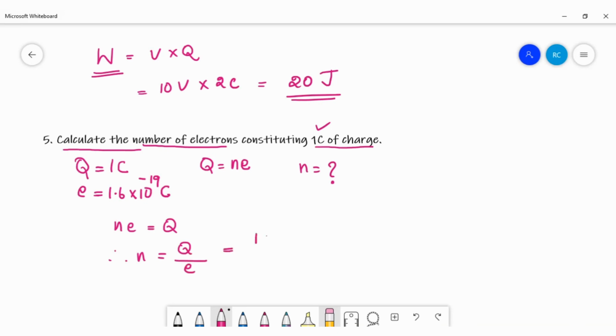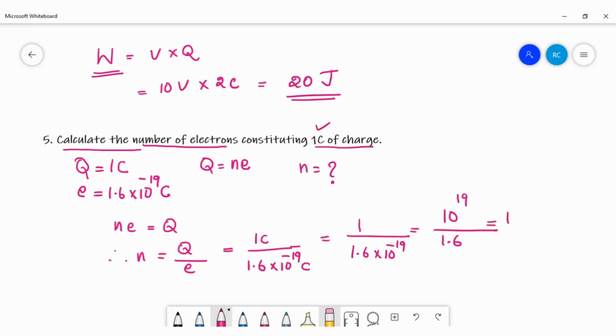Q is equal to 1 Coulomb. And E is equal to 1.6 into 10 to the power of minus 19 C. So basically it is 1 divided by 1.6 into 10 to the power of minus 19. And you can take this 10 to the power of minus 19 into the numerator. So it will become 10 to the power of plus 19 divided by 1.6. Now better we can solve in this way. I am taking 1 10 from this 10 to the power of 19. Then it will become 10 to the power of 18 divided by 1.6.